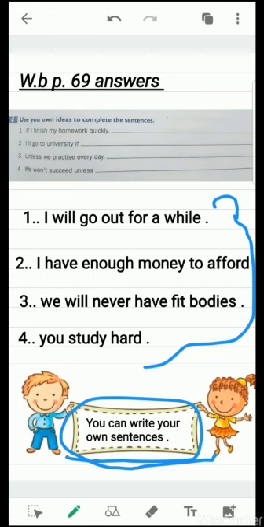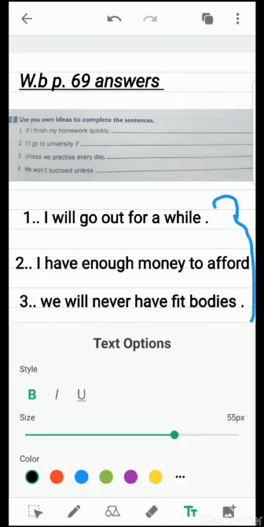3. Unless we practice every day إذا لم نتدرب كل يوم we will never have fit bodies لن نحصل على أجسام صحية أو سليمة. We won't succeed unless لن ننجح. We won't succeed unless you study hard, or we can say we study hard. Okay, so we can omit you and write we.